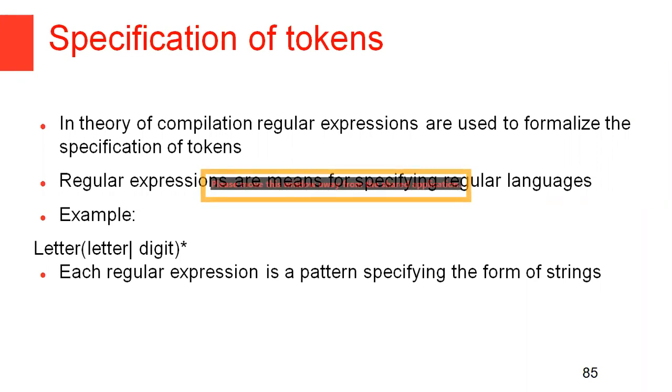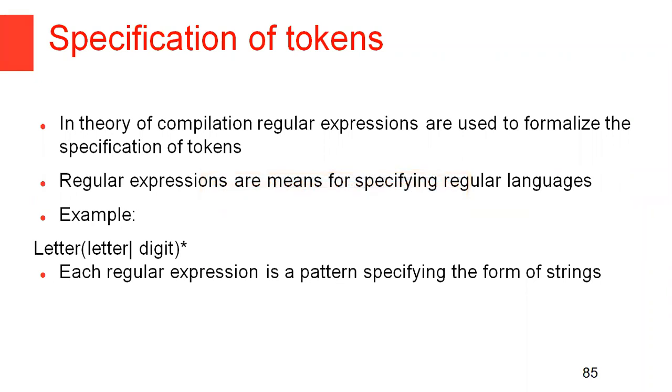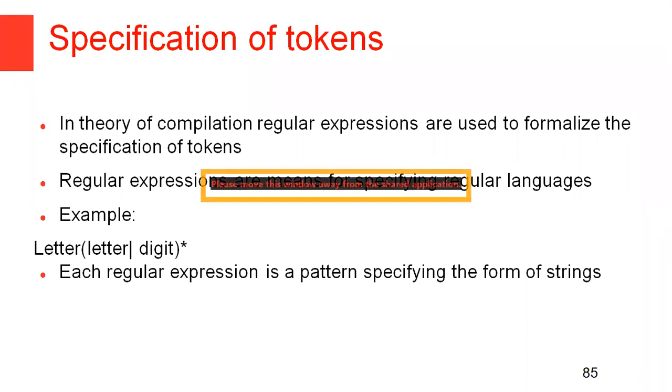A set of strings which is generated by a regular grammar is known as a regular language. It has another definition: a set of strings which is recognized by some finite automata is known as a regular language. A regular language can be recognized by a finite automata. So a set of strings which is recognized by some finite automata is called a regular language.